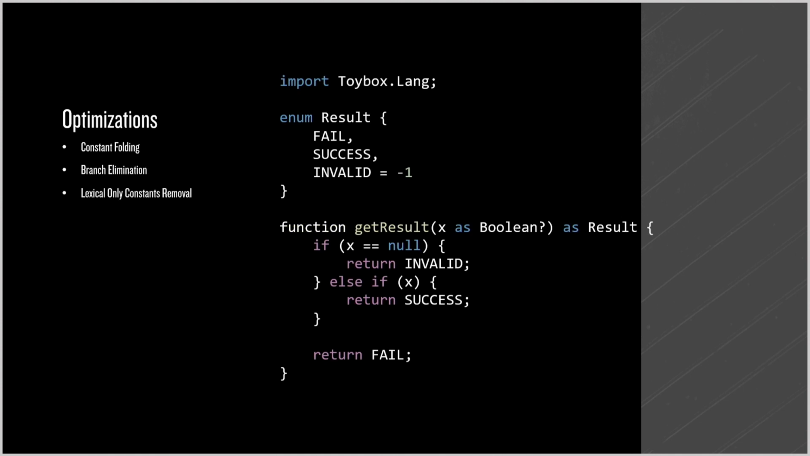The lexical-only constants removal optimization gives the compiler the ability to substitute constant lookups for constant values. This type of optimization has the potential to reduce code size and remove lots of costly runtime lookups without a developer having to sacrifice readability and the time spent explicitly doing the optimization themselves. Given this code, with the optimization disabled, there would need to be a runtime lookup for each reference of a result enum value. With the optimization enabled, these constant lookups can be done at compile time.